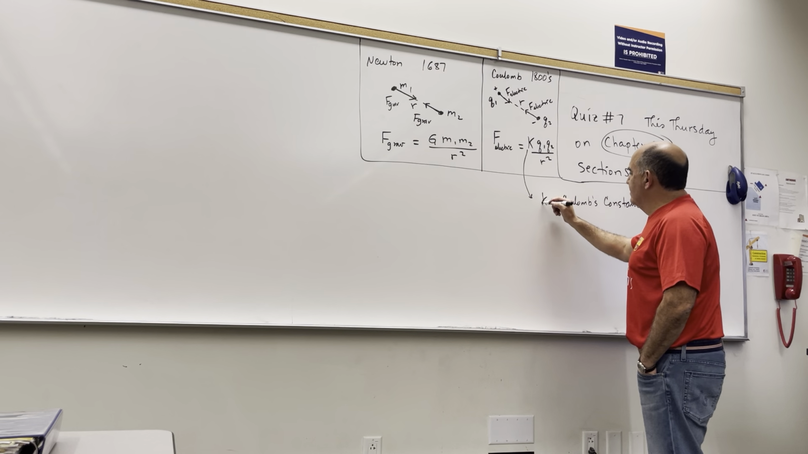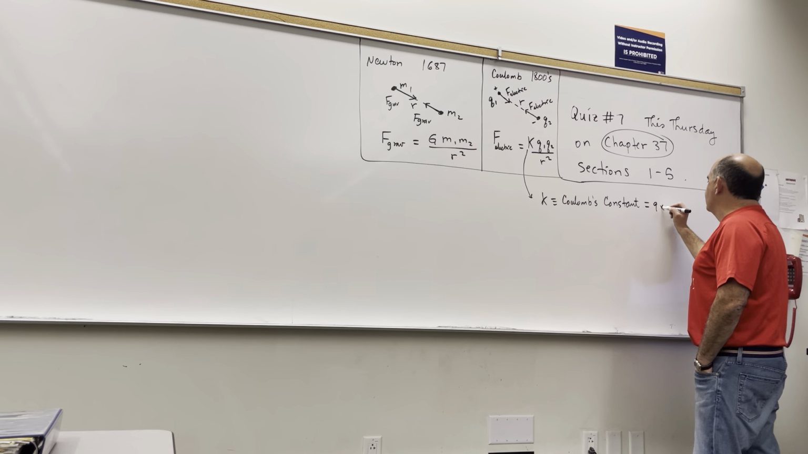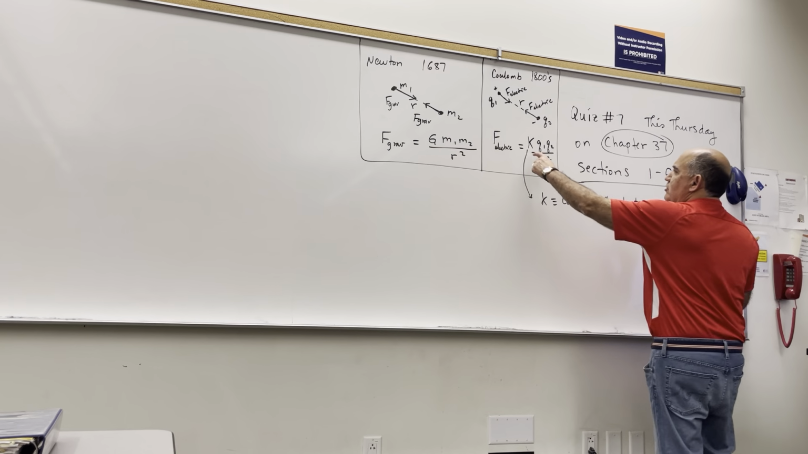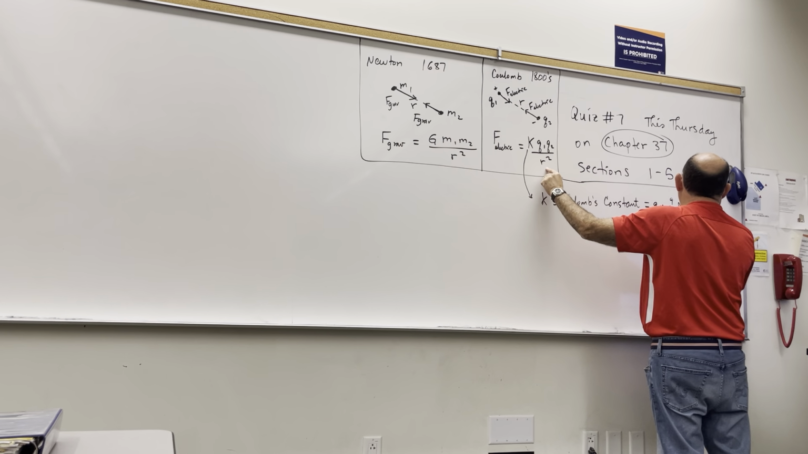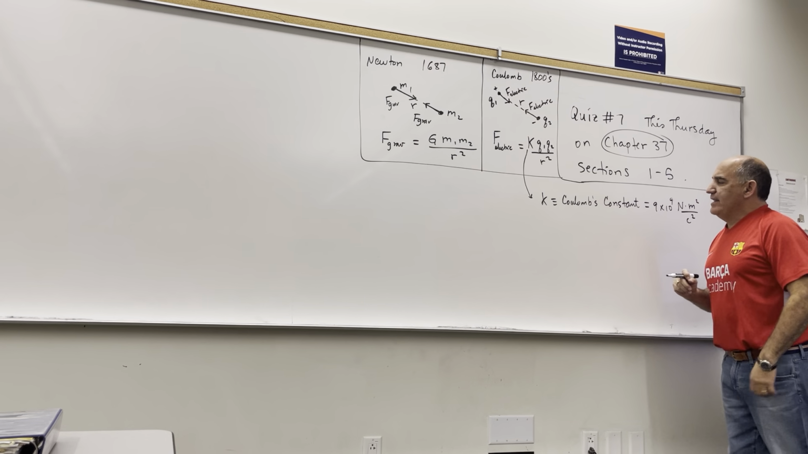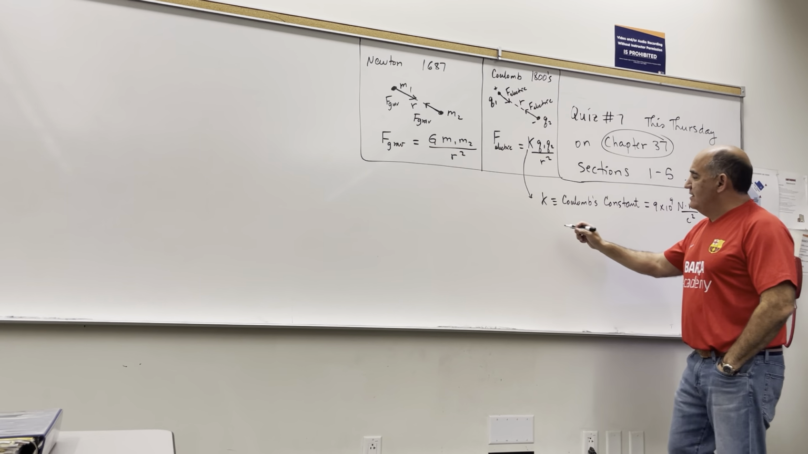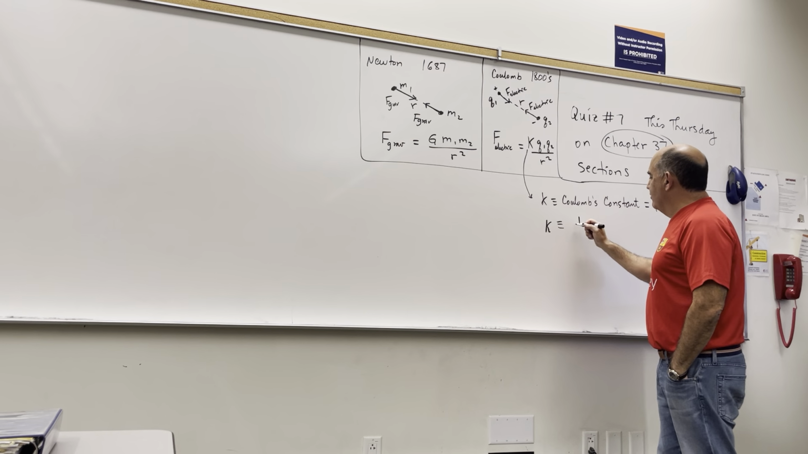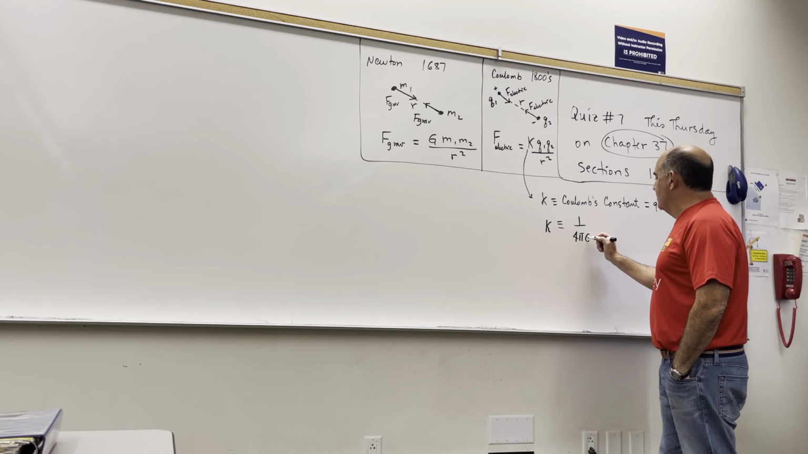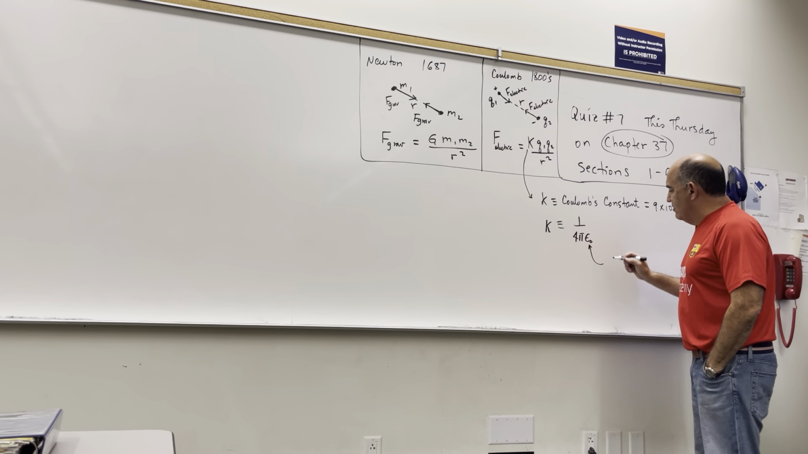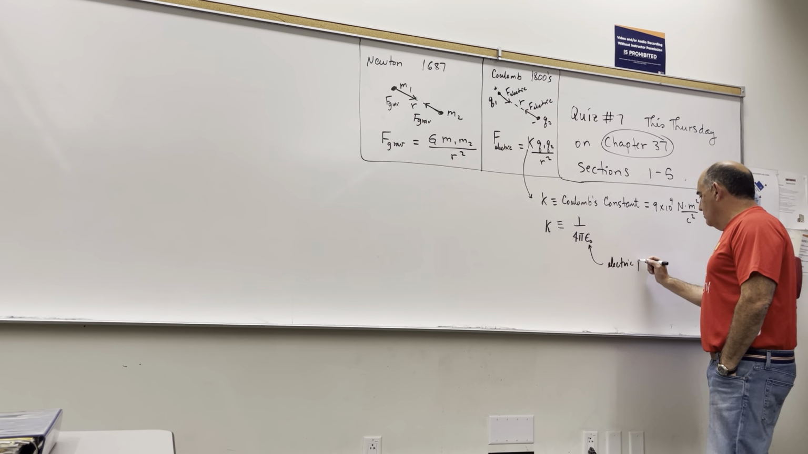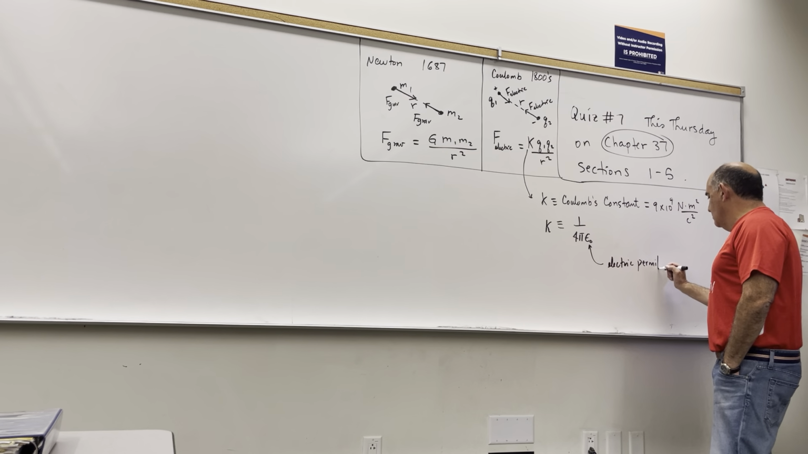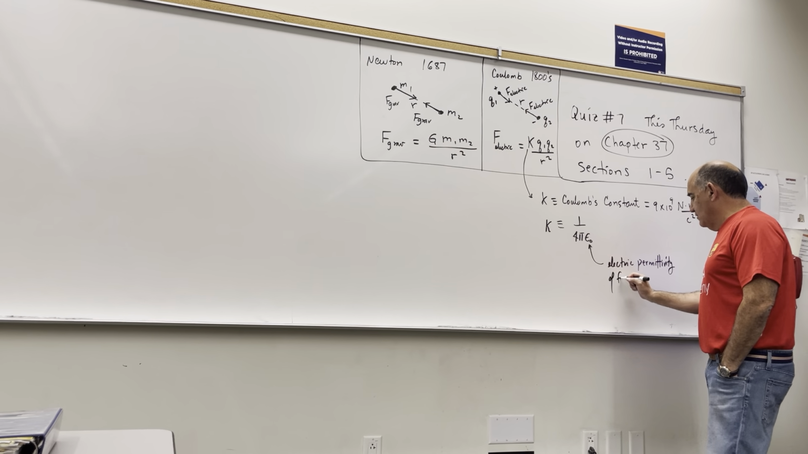And it's equal to 9 times 10 to the 9th. And the units would be what? Newtons meter squared divided by Coulomb squared. And Coulomb's constant can also be written, in terms of another parameter, as 1 over 4 pi epsilon naught. This is called the electric permittivity of free space, of vacuum.